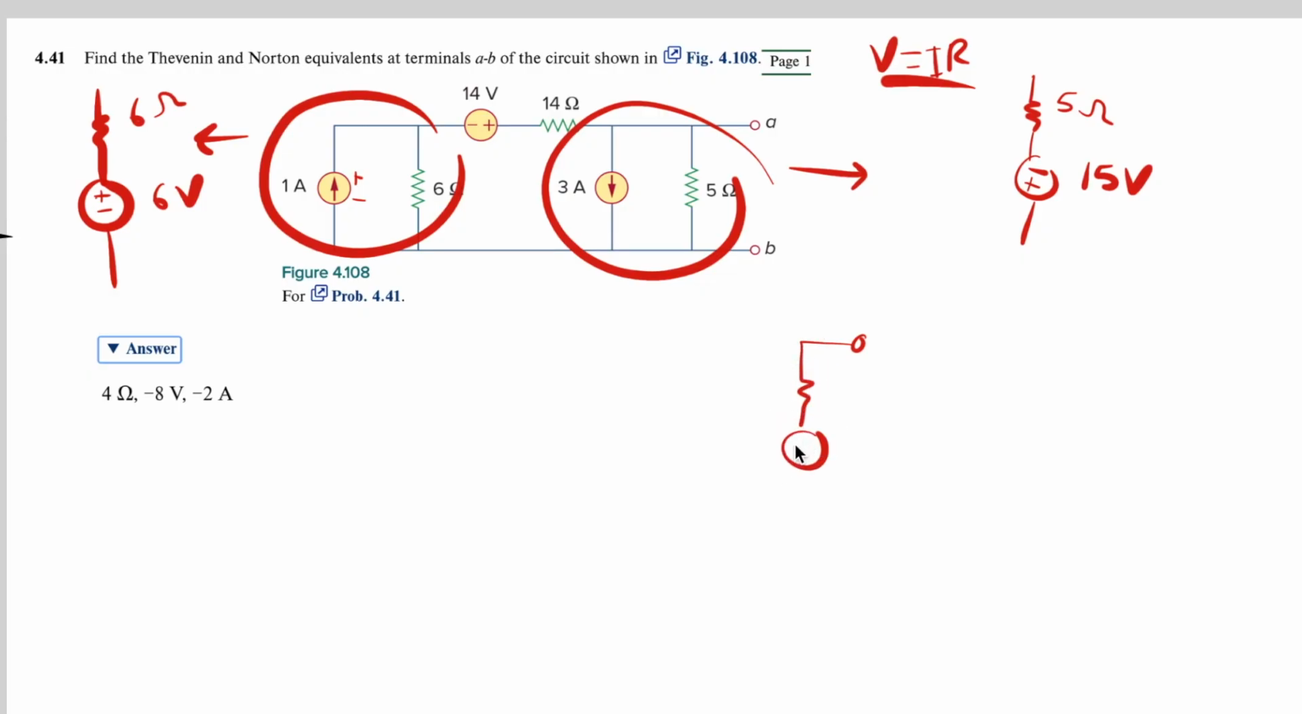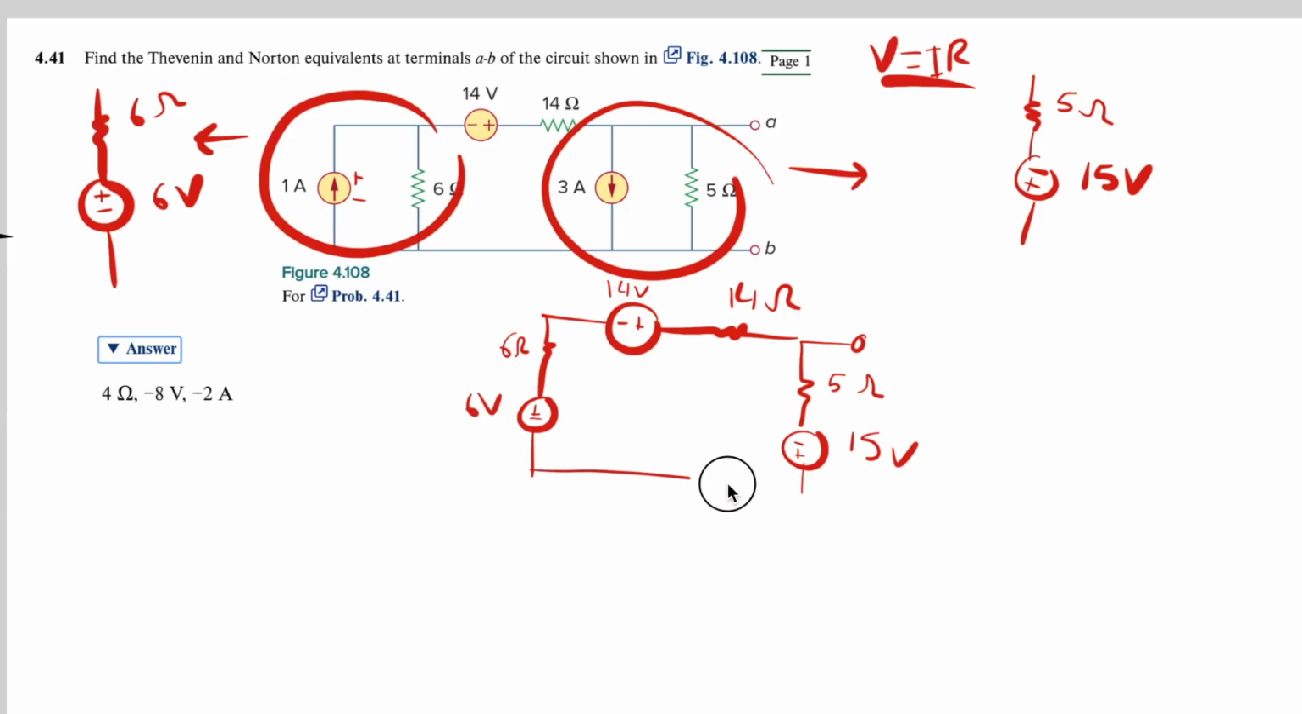5 ohms, minus plus 15 volts, and then 14 ohms, plus minus 14 volts, and then 6 ohms, plus minus 6 volts. This is your A and this is B. And to do the analysis, this is your ground. And now there's a current here. Call it I.